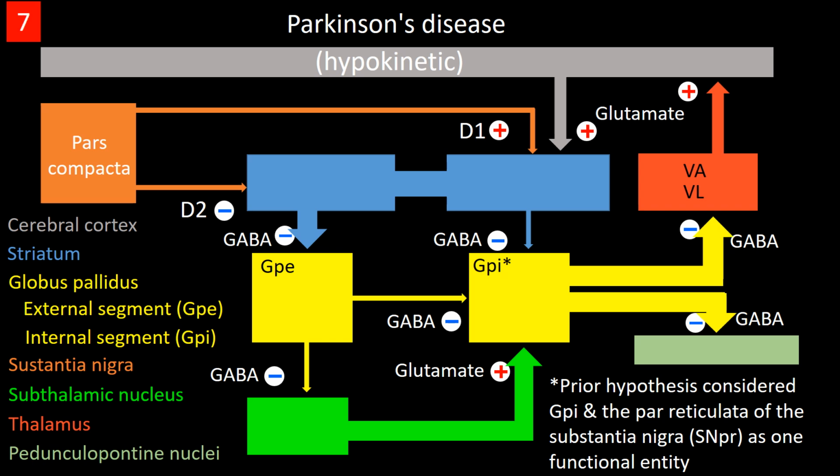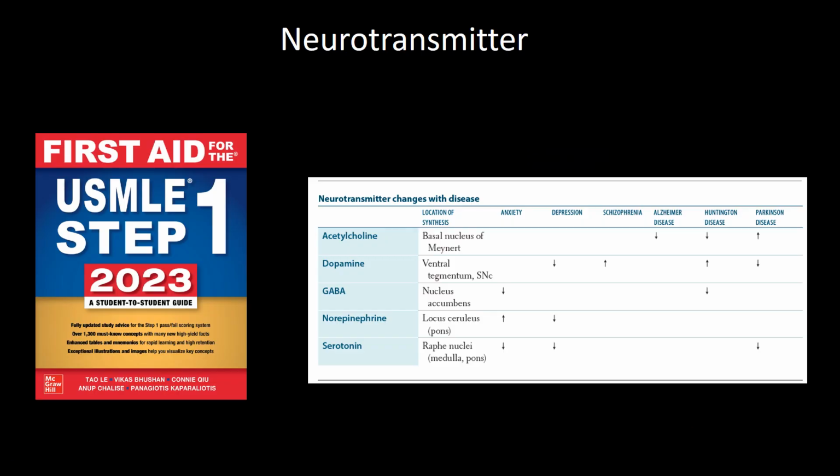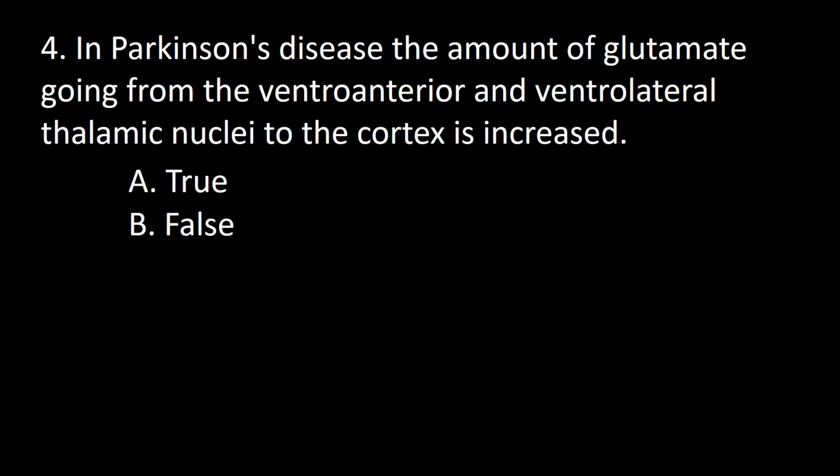This increase in function is depicted here by increasing the thickness of the lines going to the thalamus and the pedunculopontine nucleus, as you can see. The increased function of the internal part of the globus pallidus will lead to decreased excitation of the cortex by the thalamus, as indicated here. The neurotransmitter pattern found in Parkinson's disease includes, in addition to low dopamine, low serotonin from the raphe nuclei and high acetylcholine from the basal nucleus of Meynert. So the answer to this question is false.